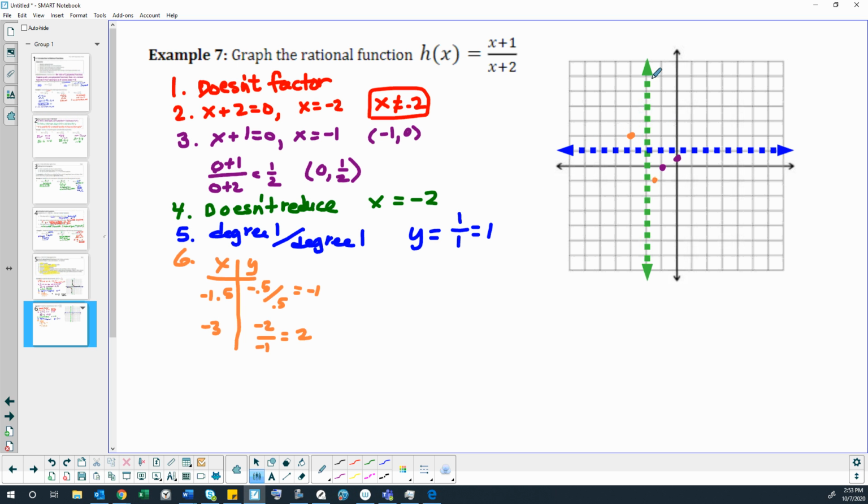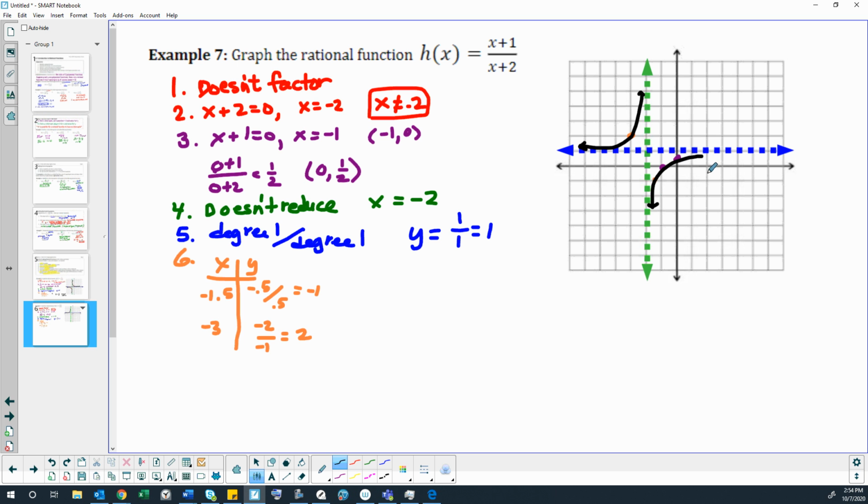We could do some other points on each side just to make sure, but this isn't going to cross the asymptotes. So I'm pretty confident that we know where this branch is just based on this one point. All right, let's put it all together. Step 7, here's our graph. Let's see if I can sketch this better than I did the last one. Oh, that was quite a bit better.